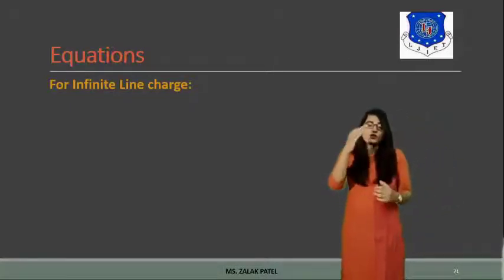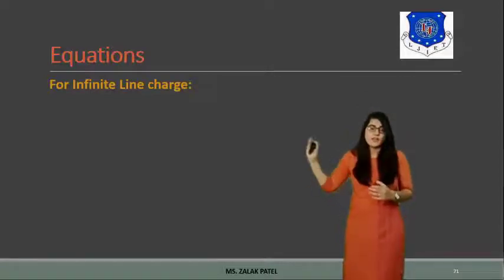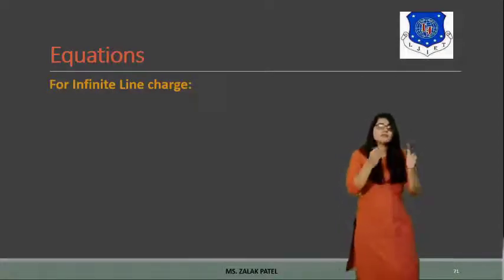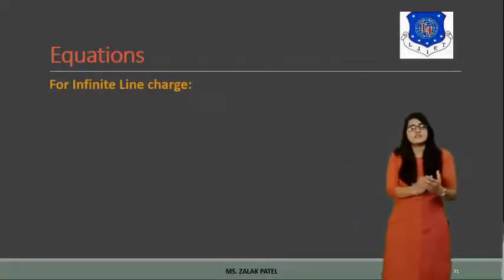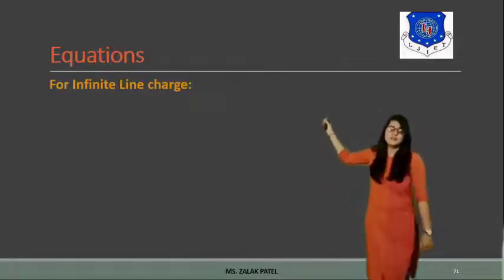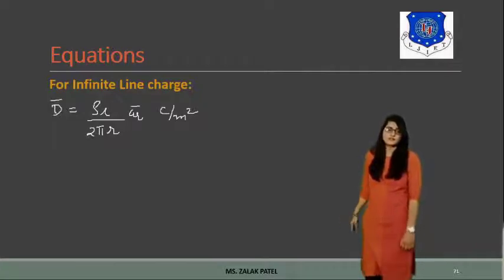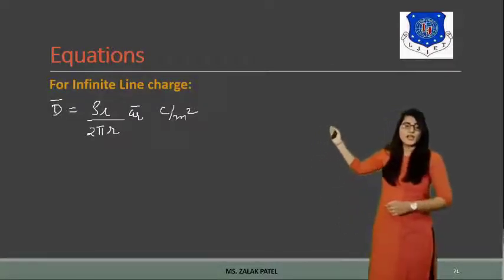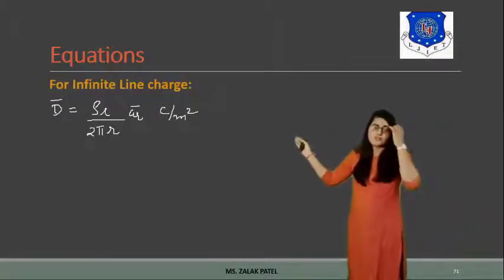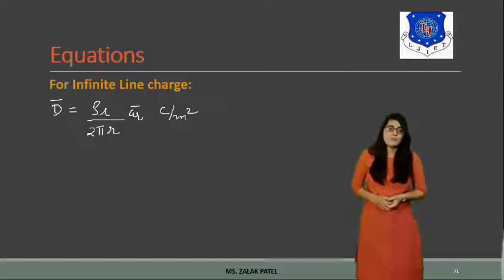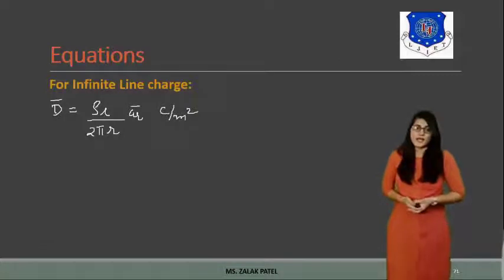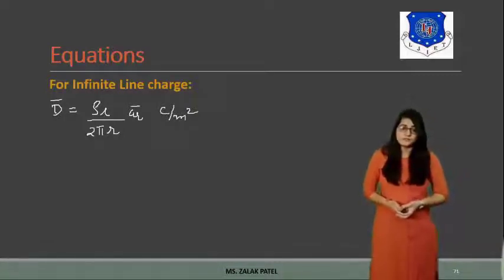So again here rho L upon 2 pi epsilon 0 R AR bar, so epsilon 0 is present in the denominator, and the relationship between D and E is D equal to epsilon 0 E. So epsilon 0 and epsilon 0 will be cut out, and the remaining equation for D is D equal to rho L upon 2 pi R AR bar coulomb per meter square. So this is the equation for the infinite line charge for flux density, that is rho L upon 2 pi R AR bar coulomb per meter square.